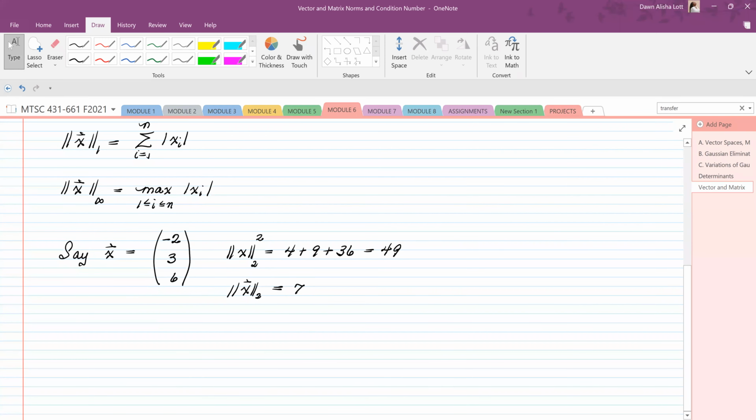Okay. The 1 norm turns out to be 2 plus 3 plus 6. That turns out to be 11, even though that doesn't look like it. Okay. And then the infinity norm turns out to be 6. So they're all roughly the same magnitude. You don't see anything that looks like a 100. You know, it's not off by a power of 10. So that's what we have there.